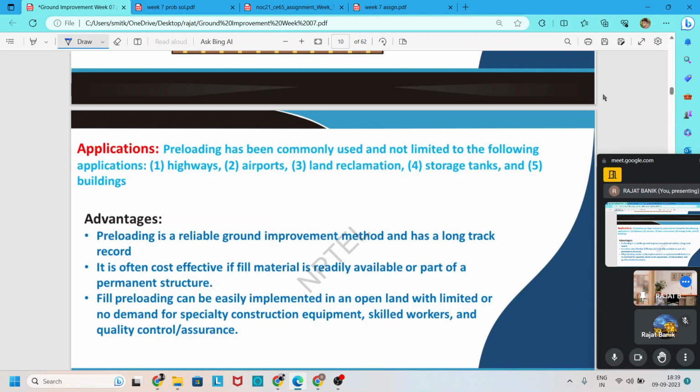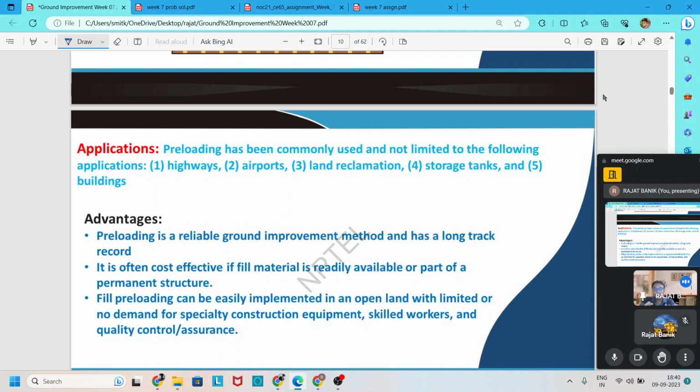So we know that in the preloading technique, we need only some load which is readily available for the construction, either as part of the permanent structure or as some local fill material, like sandbags. We can use sandbags as the preload.